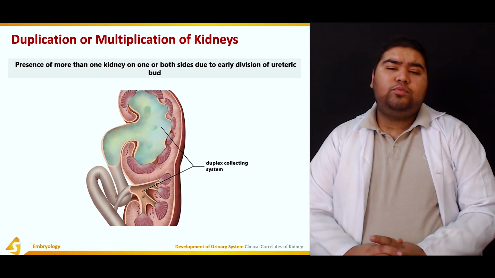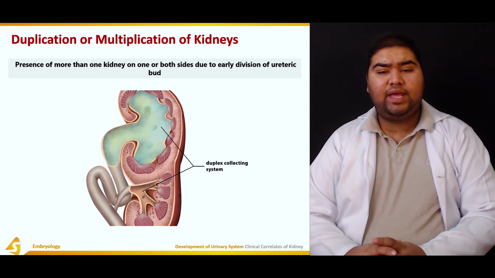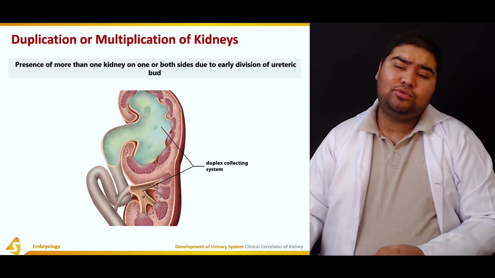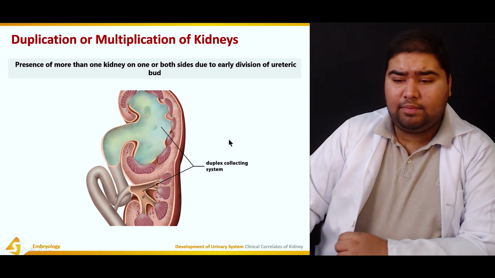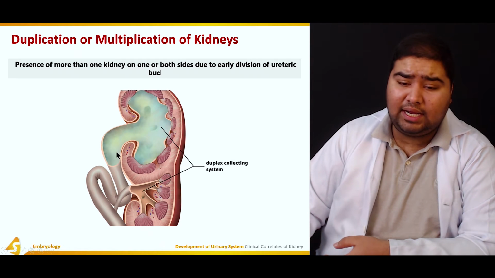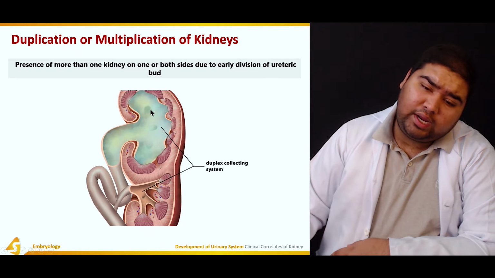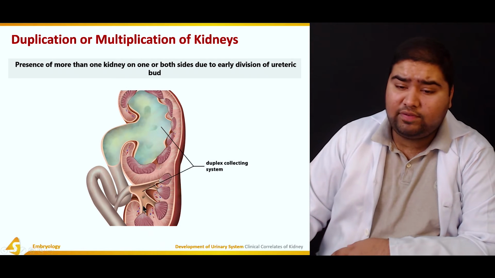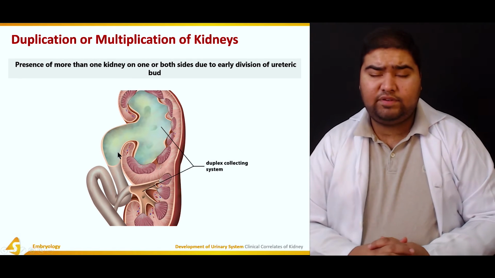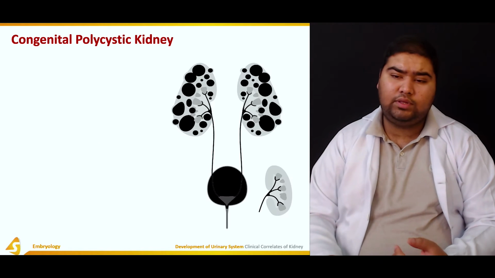So moving on, we have duplication or multiplication of the kidneys. In this condition, we have the presence of one or more kidneys on one or both sides, and it is due to early division of the ureteric bud. So here you can see a double kidney has been formed because the ureteric bud underwent early division. This is the division of the ureteric bud. This is one kidney and this is the other kidney, both of which are merged but have different collecting systems. So early division of the ureteric bud may result in duplication of the kidney on one or both the sides.